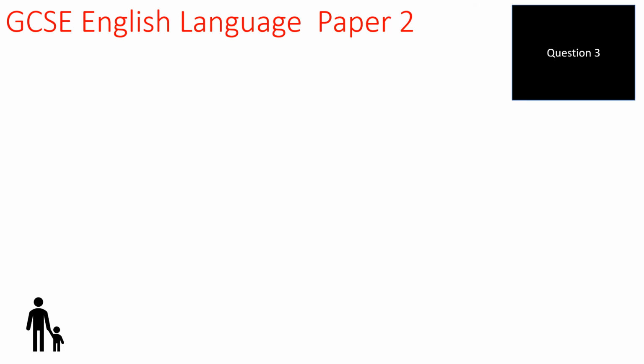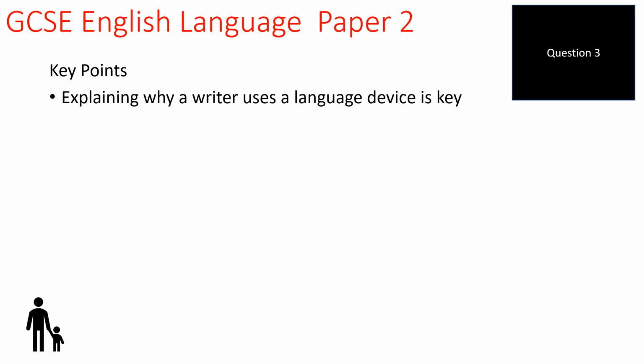So, key things to think about with this paper, and particularly with this question 3. Explaining why a writer uses a language device is key. That is really, really key. You've got to explain. It's not the spotting, it's the why. Why did the writer use this word? Why did the writer use this image? Why did the writer use this technique?